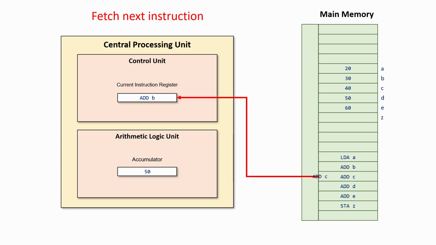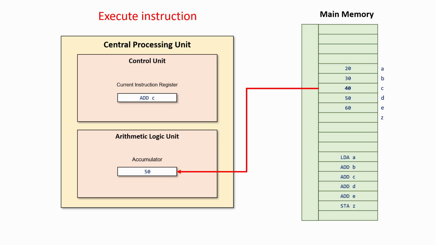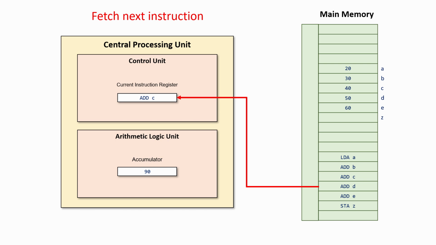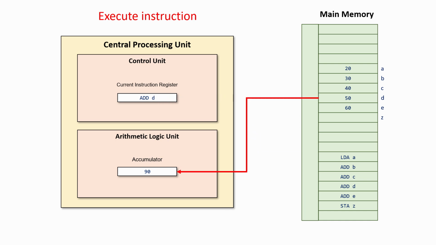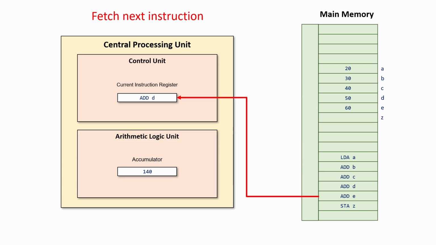The cycle continues. The next instruction is fetched from the memory into the current instruction register, overwriting what's already there. This instruction says add whatever's in variable C to whatever's in the accumulator. So you can see that the accumulator is now accumulating the result of the calculation. The next instruction is fetched. Add D. The contents of memory location D will now be added to whatever's inside the accumulator. You can see the value in the accumulator is getting bigger and bigger.